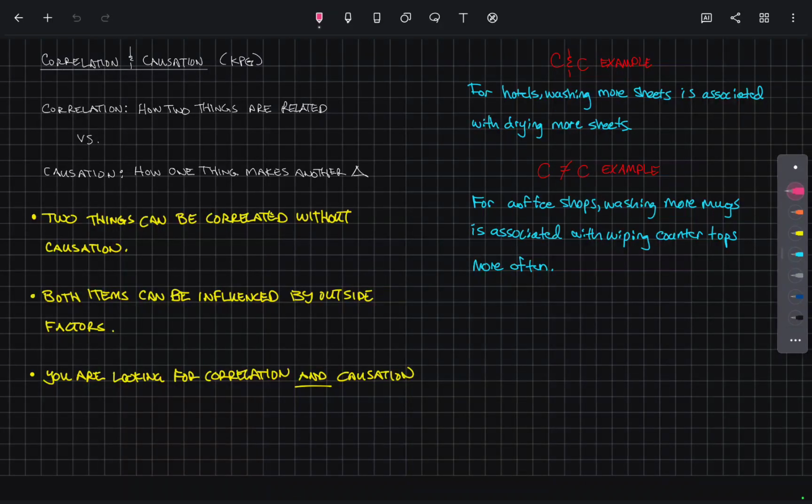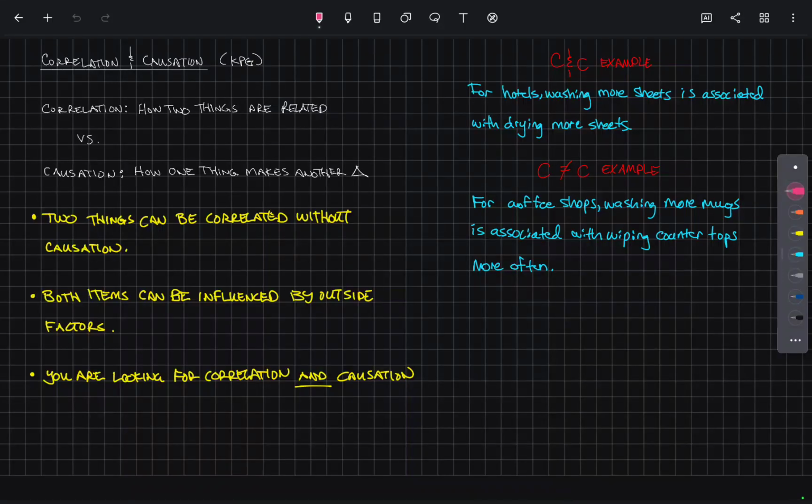So correlation is how two things are related. Cool, makes sense. Versus causation, how one thing makes another thing behave, or how it changes something else. You can have two things that are directly related and they don't have causation, but you can also have an outside influence that would affect that causation. So two things can be directly related, but that doesn't necessarily mean that because those two things are related, one is affecting the other.